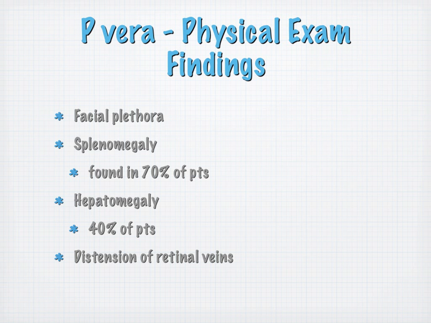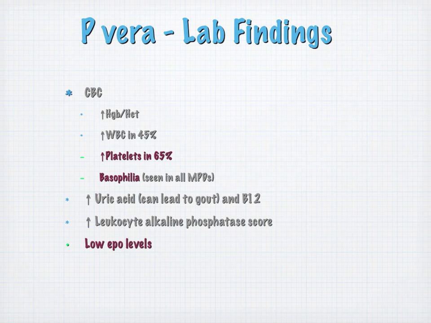So polycythemia vera physical exam findings. We will see a facial plethora, splenomegaly in about 70% of the patients, so that's a pretty good one. Hepatomegaly in 40%, and distension of the retinal veins. Lab findings, we're going to see an increased hemoglobin and hematocrit, an increase in the white cells, an increase in the platelets, 65%. Basophilia seen in all myeloproliferative disorders. We're going to have an increase in uric acid and B12 and an increase in leukocyte alkaline phosphatase score, and then we're going to see low EPO levels.